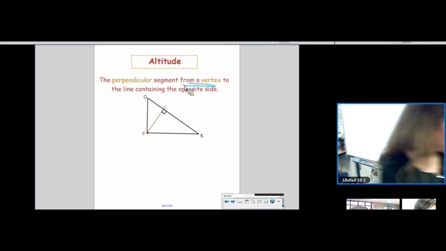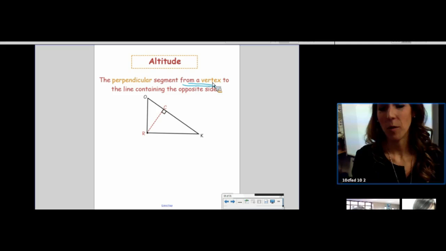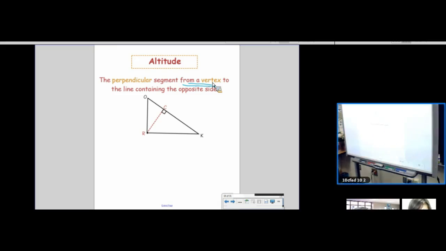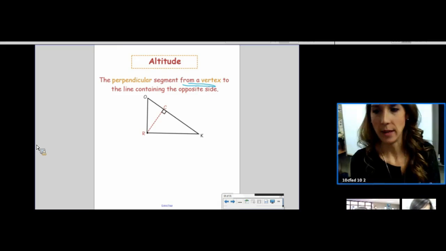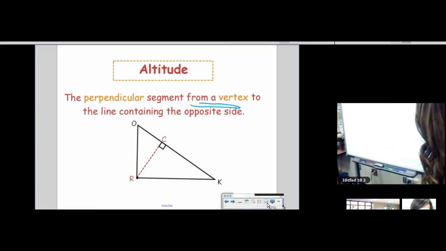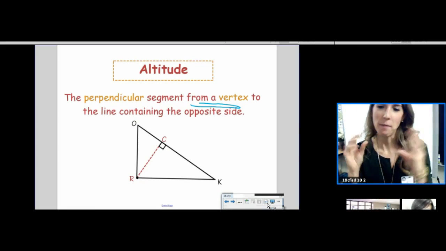Now, you're probably like, why didn't they just say it goes to the opposite side? Why did they say it goes to the line containing the opposite side? And we're going to figure out why in just a moment. I'll let you write it down. While you're writing this down, I'll just chat more to fill the space.